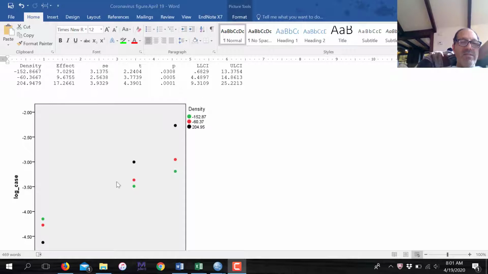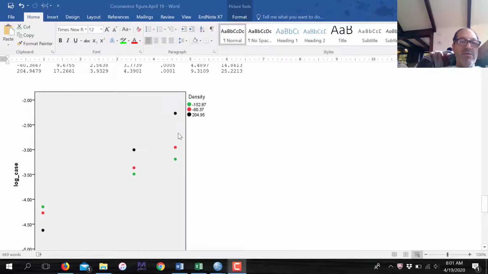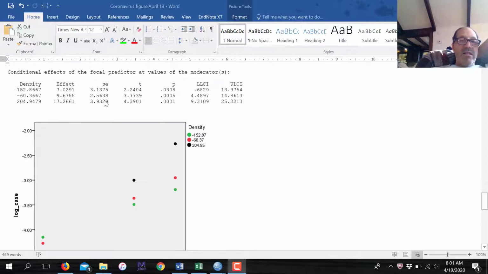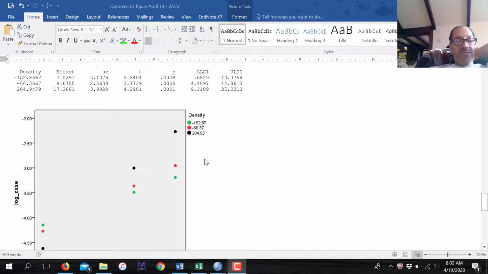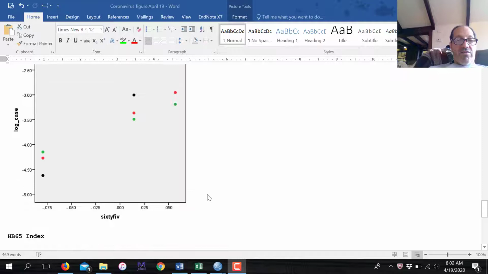And then we see at this higher level of density here, we have a strong relation between the proportion of the population 65 and above and the case fatality. And you can see that here. This actually shows that. This breaks it down for you. So essentially this is saying as our density increases, the relation between population 65 and above and case fatality gets stronger.